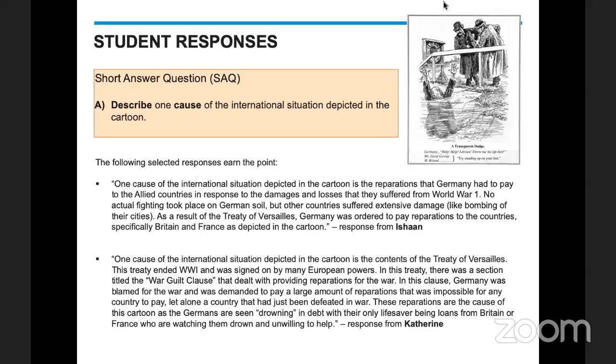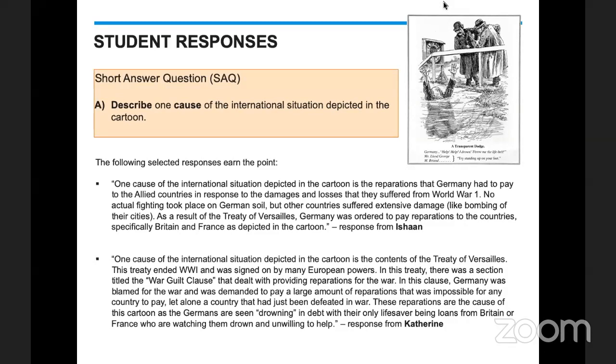So Ishan does that. One cause of the international situation depicted in the cartoon is the reparations that Germany had to pay to the Allied countries in response to the damages and losses that they suffered from World War I. No actual fighting took place on German soil, but other countries suffered extensive damage, like bombing of their cities. As a result of the Treaty of Versailles, Germany was ordered to pay reparations to the countries, specifically Britain and France, as depicted in the cartoon. So we have a description of a cause that's led to that international situation. It's really well done, Ishan.